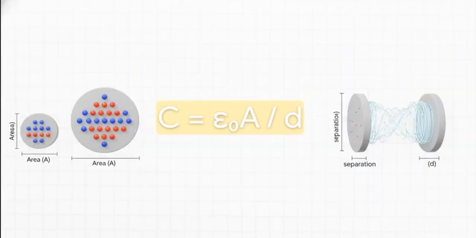This formula is a total game changer for engineers. It's basically a recipe for building a capacitor. You want more capacitance? Easy. Make the plates bigger. Or, and this is a big one, just move the plates closer together. This is exactly how we're able to cram so much power into the tiny components inside our gadgets.